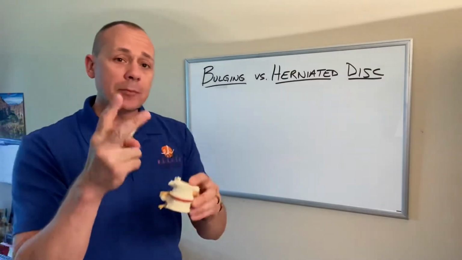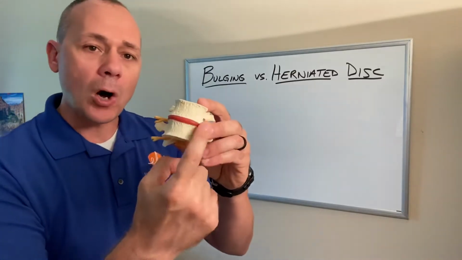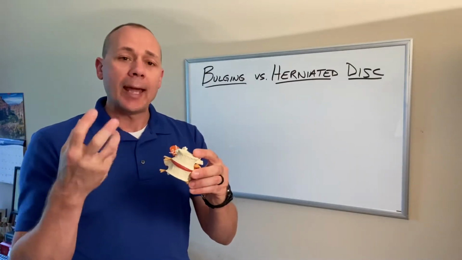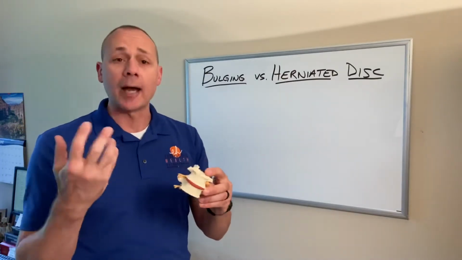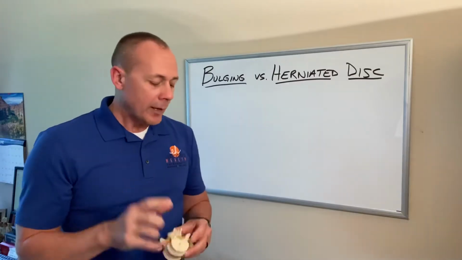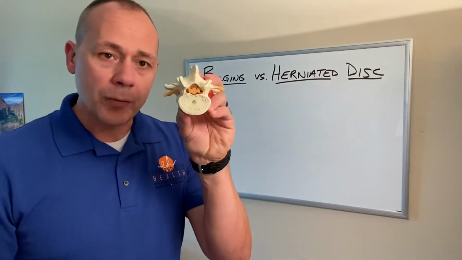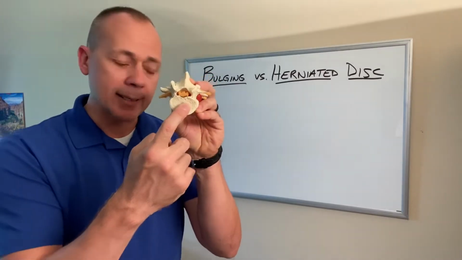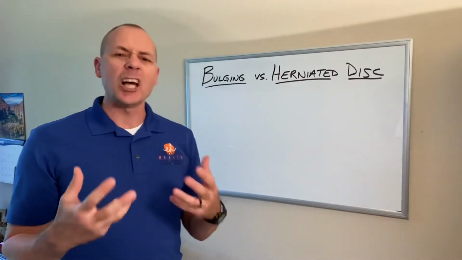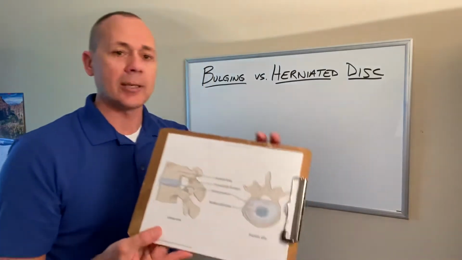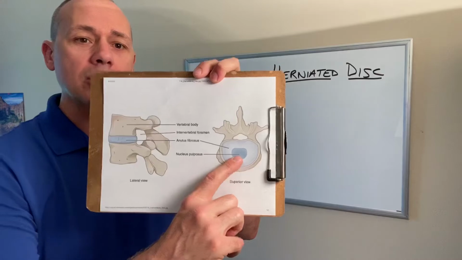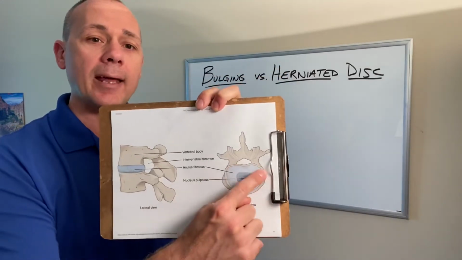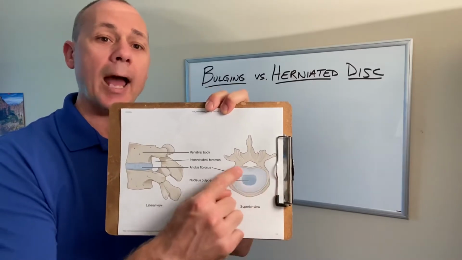Now the disc itself is made of two components. The outer wall of this disc is made by a really strong fibrous material called the annulus fibrosus. It's almost like a car tire. It's very firm, it's very strong. The inner portion of the disc is softer, a gel-like substance. Here's the soft gel-like substance called the nucleus pulposus, and then outside that is the annulus fibrosus, the outer wall.